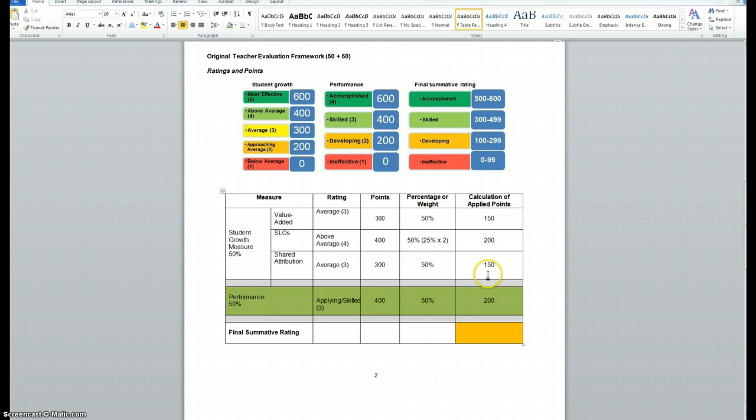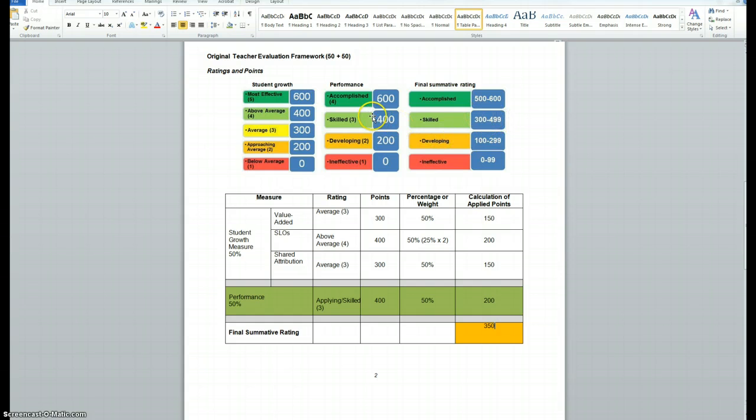You have to add these numbers together to receive your final summative rating. So let's do that. Let's say we take this 150 and we add it here, and so now we have 350 points. This person becomes skilled according to OTES. Let's take this second example here. We have an above average on our student growth measure, and we have our teacher performance remain the same. So now we take 400 points here and we look it up. Again, that person comes across as skilled. And in our last example, it's going to be the same as our first one. We're going to have 350, and when you look it up here, it's going to come across as skilled.